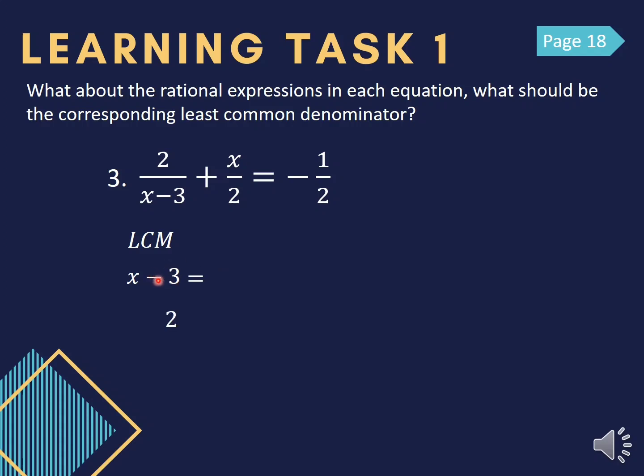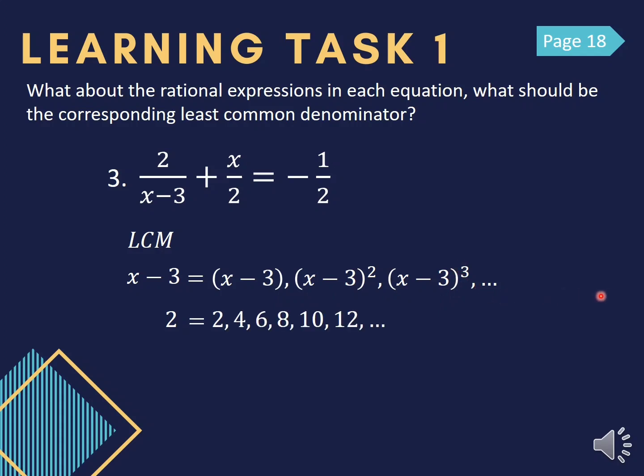X minus 3 is a binomial, so hindi natin ito pwedeng paghiwalayin na. Hindi ito x at hindi ito negative 3 lamang. Dapat siya ay x minus 3. Bawal paghiwalayin ang binomial. So, in this case, the multiples are x minus 3, x minus 3 quantity squared, x minus 3 quantity cubed, and so on and so forth. Well, the multiples of 2 are 2, 4, 6, 8, 10, 12, and so on and so forth.